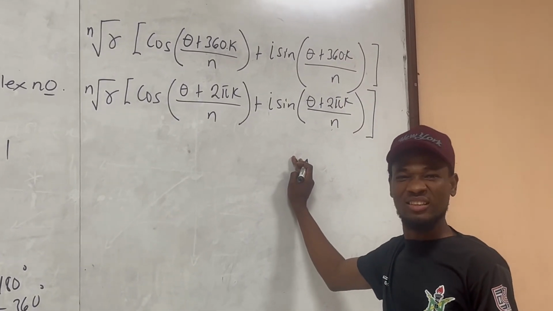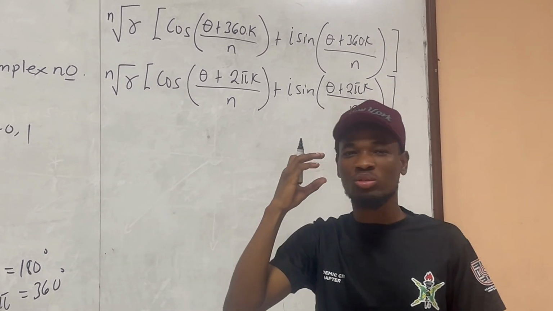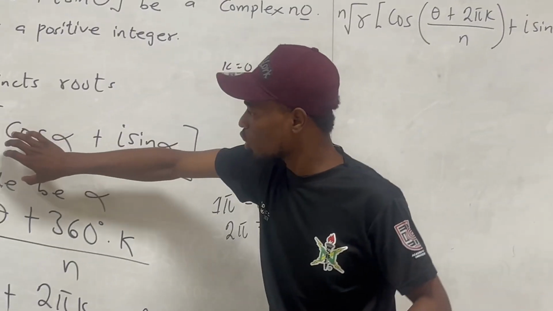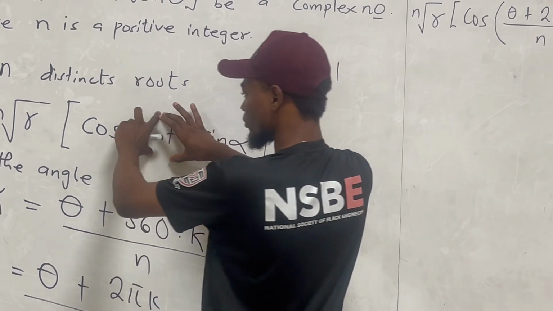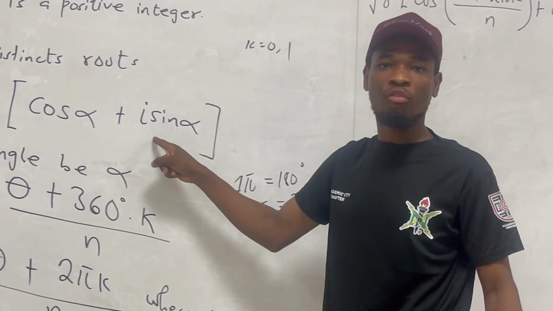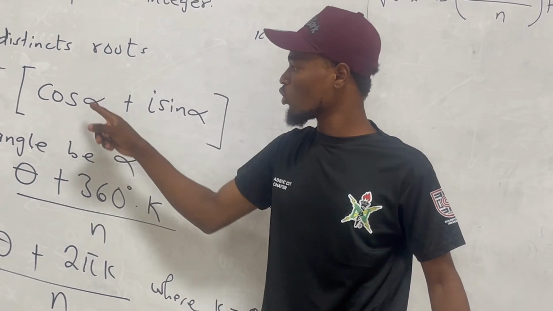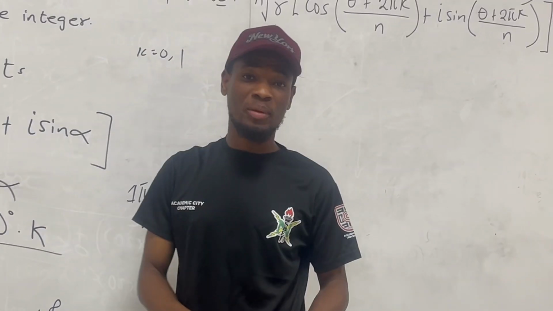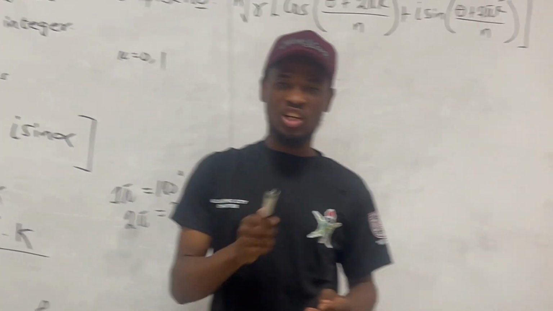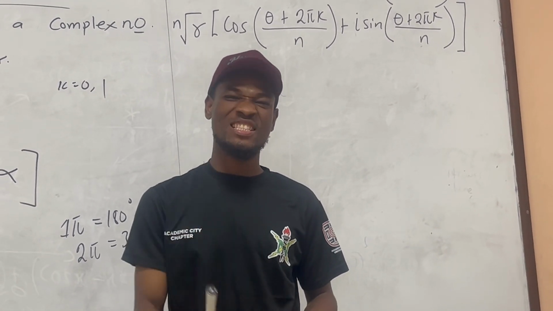Viewers, you don't have to memorize this. You don't have to do rote learning. You already know that this is a simple way of representing complex numbers in polar form. You add this to that, and you now know the expression for the argument, the reference angle, or the amplitude.